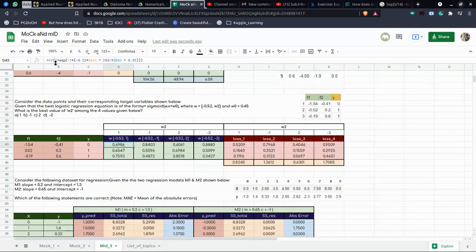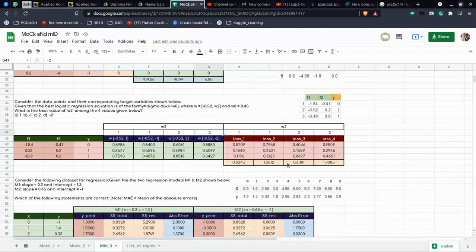So these all are the probability values. If you see this, 1 divided by 1 plus e to the power minus (w1 x1 plus w2 x2 plus w0). So w0 is given here, 0.45. Don't miss that. Right, so these are the probabilities if I take w1 equal to 0.52 and w2 equal to 1. If you take w2 equal to minus 1, then 2 and minus 2, and so on, I found out all the probabilities, right?